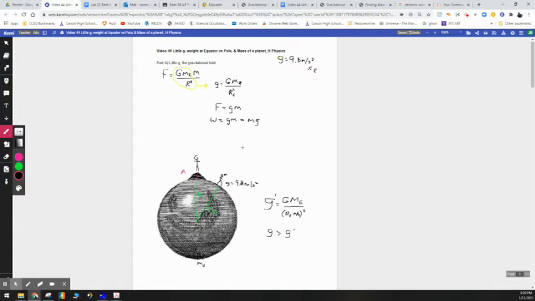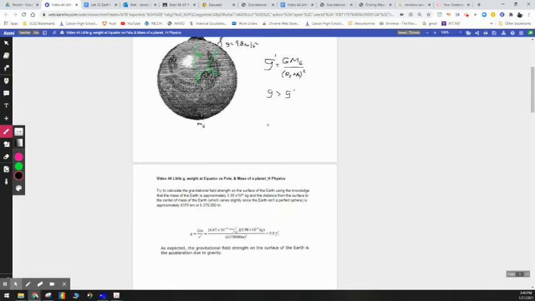So when somebody asks you how much you weigh, what they're really asking is what is your gravitational force of attraction to the Earth? So this is an idea of where little g comes from. But still, where does the 9.8 come from?